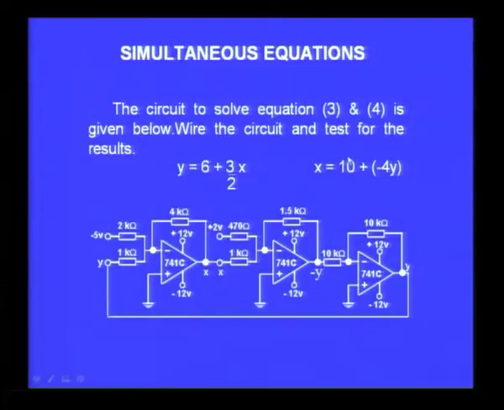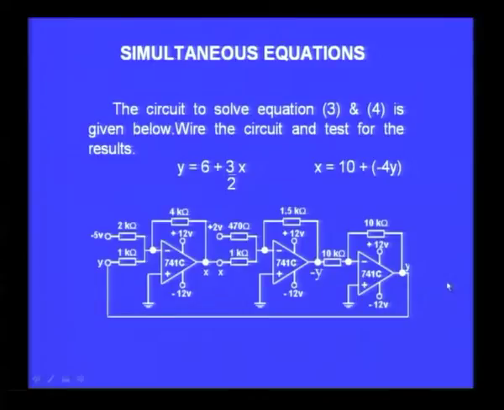Therefore I have the plus 10 at the output corresponding to this, and when I apply the y here, this is 4K and this is 1K, so the ratio is 4 times y, but because I am applying to the inverting input, I should get minus 4y at the output due to this input. So I have a minus 4y. So my x, which is the output of this amplifier, is the combination of two terms. One term corresponds to 10 volts, the other corresponds to minus 4y, y being the output voltage coming from somewhere else, and this is the first equation. So this op amp that you see here corresponds to the first equation.